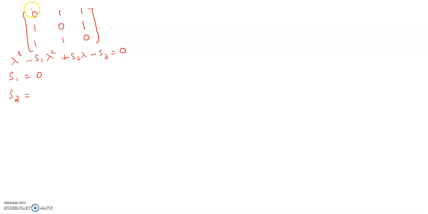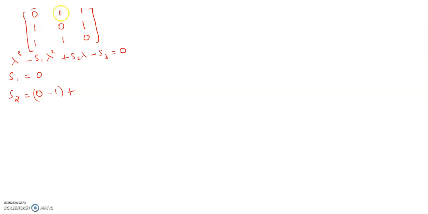Now I am going to write the minor of this 0. Leave the row and column. The remaining entries: 0 into 0 is 0, then 1 into 1 is 1, and in the determinant expansion we put minus in the middle. So minus 1. Plus, the next diagonal entry is 0.